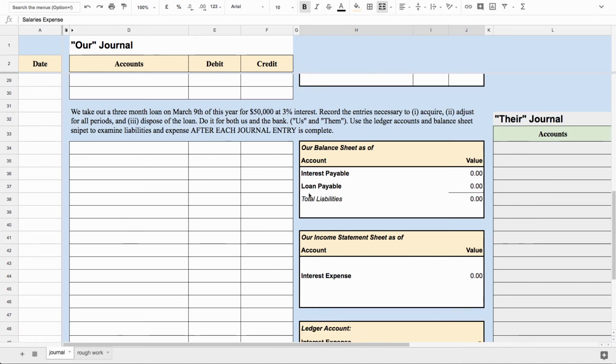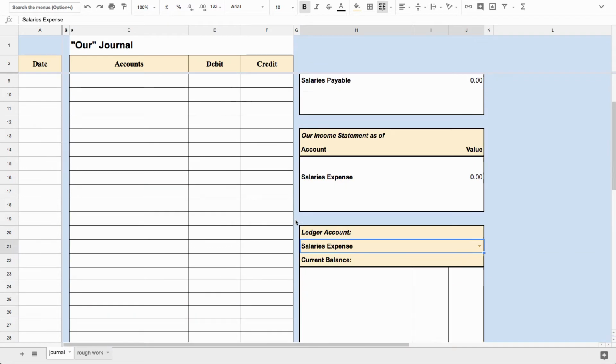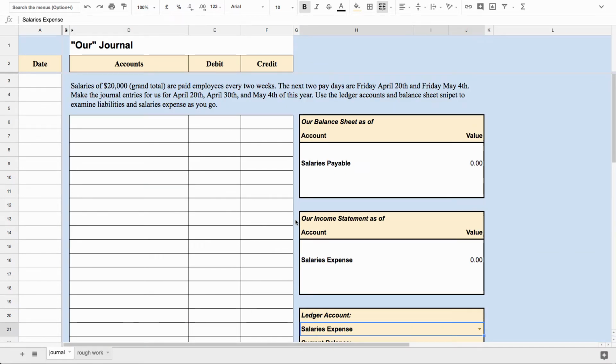Down below, we've got the next activity, which will be interest. And this one, we have the same thing again for this exercise, but we also have it over here from the bank's perspective, just for some more understanding. All right, so let's do this one.